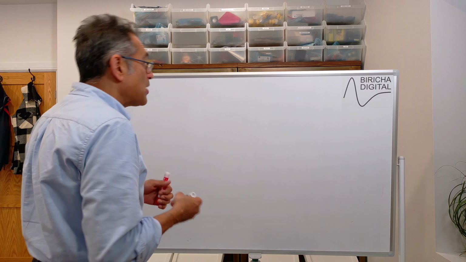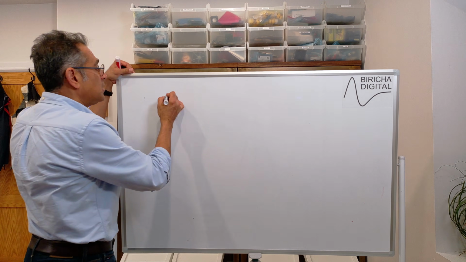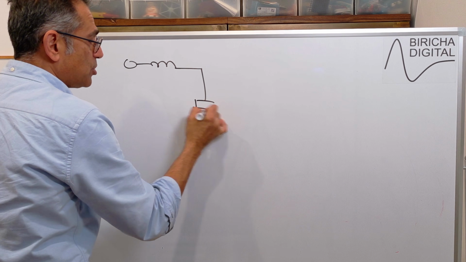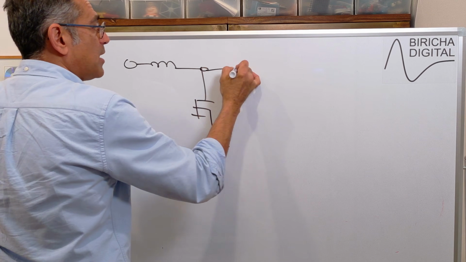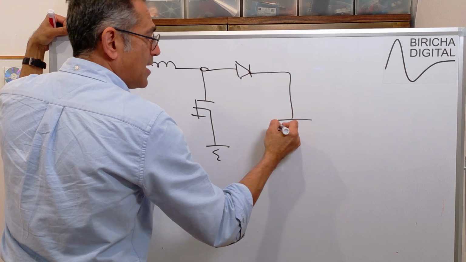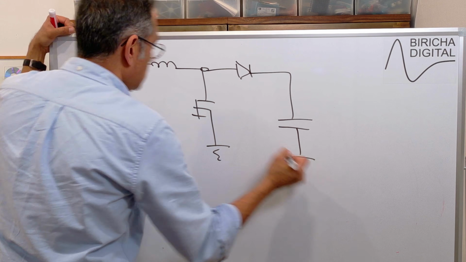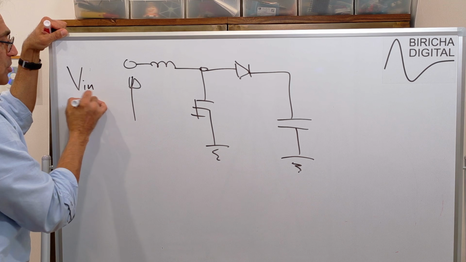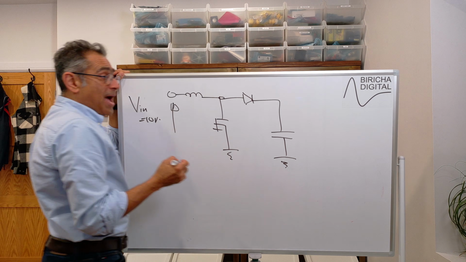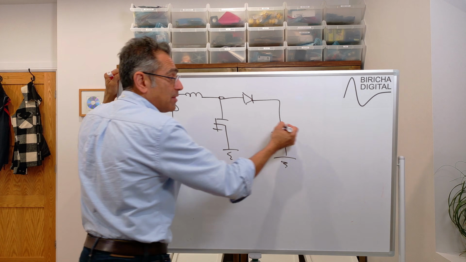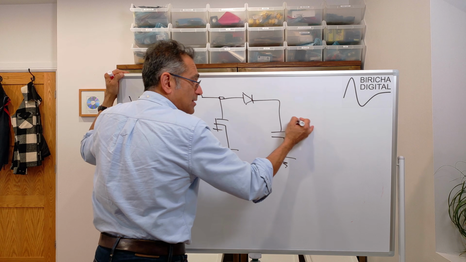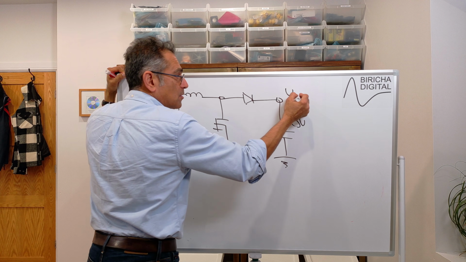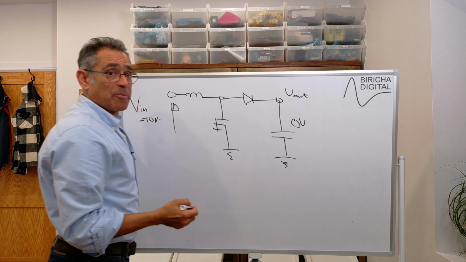Doesn't matter. We start with our boost topology, which is an inductor, then a switch, then a diode, and then a capacitor. For simplicity, let us say that our input voltage is 10 volts. And right at the beginning, just as we plug this in, there's no energy stored in the capacitor. Therefore, just before we start, the Vout, which is the voltage across the capacitor, is 0.